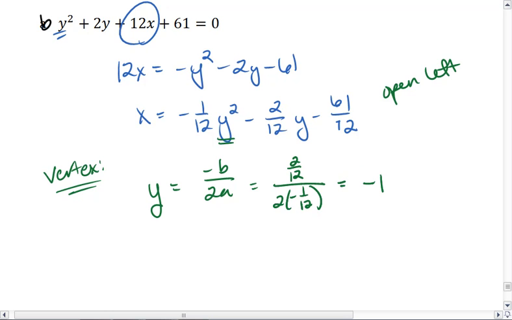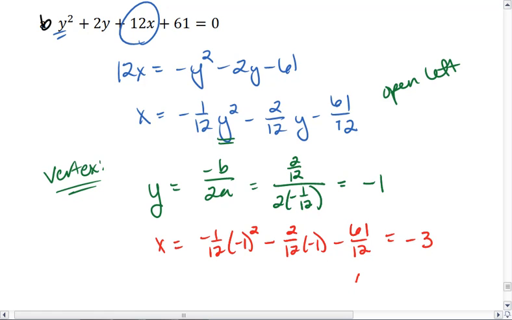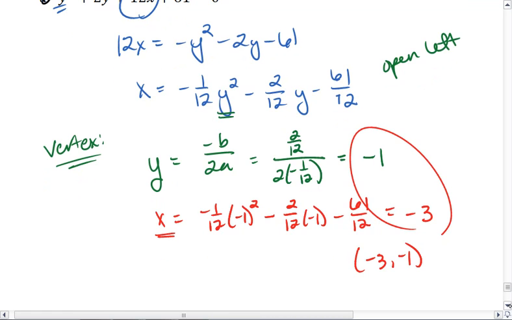To solve for x, I plug it back into my equation. I get negative 1/12 times negative 1 squared minus 2/12 times negative 1 minus 61/12, which completely reduces down to negative 3. Thus my vertex is negative 3, 1. Please make sure you get the order correctly. The x is the negative 3. And I'm opening left.